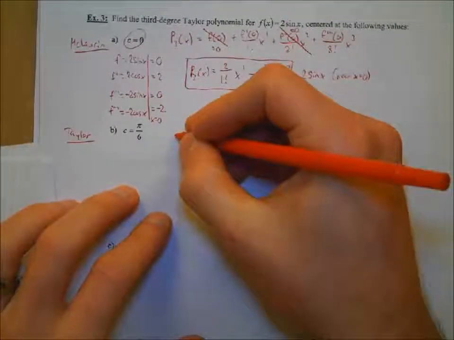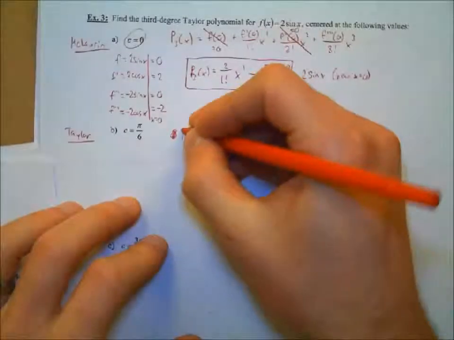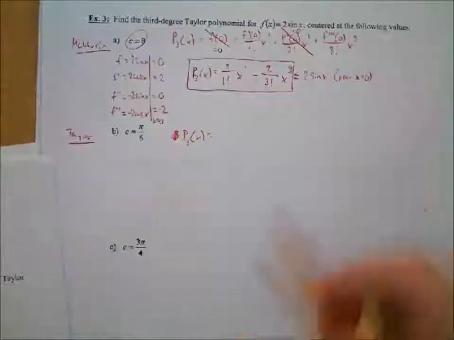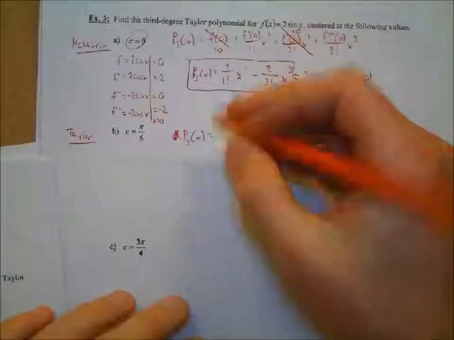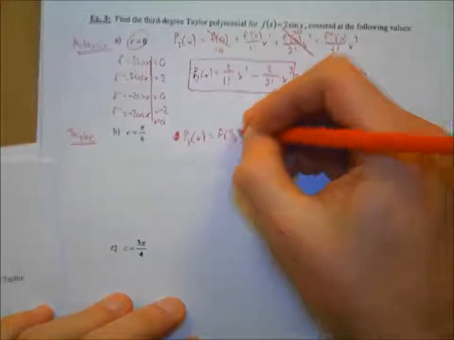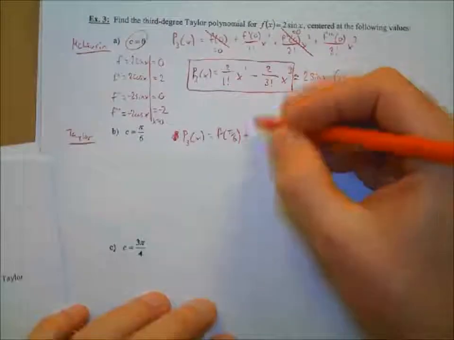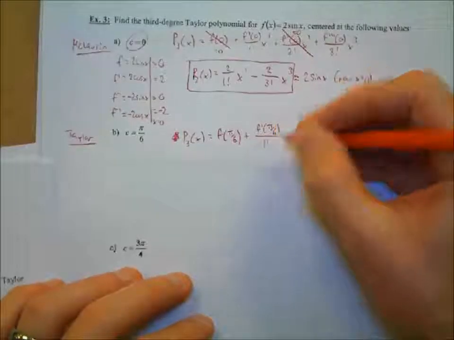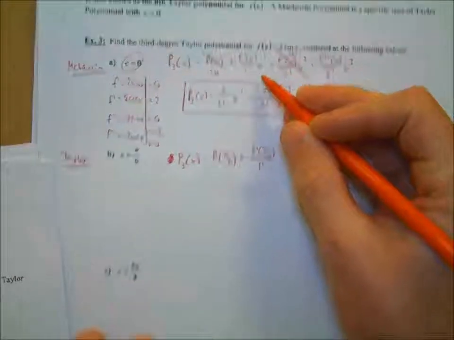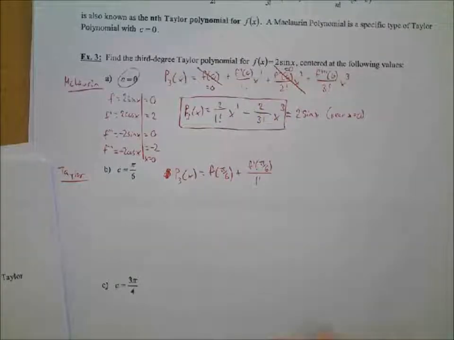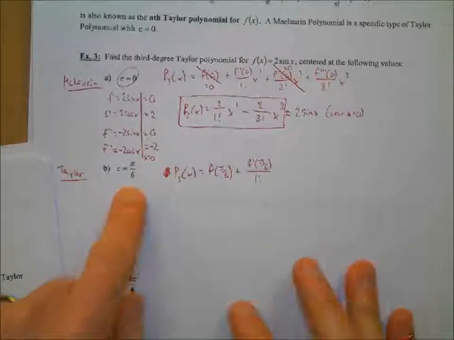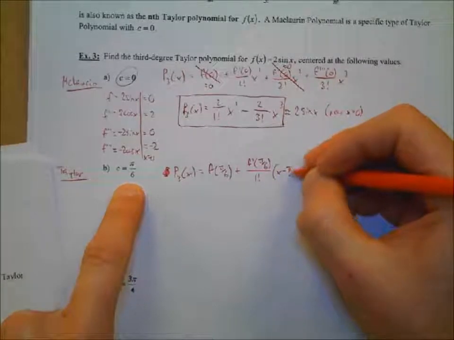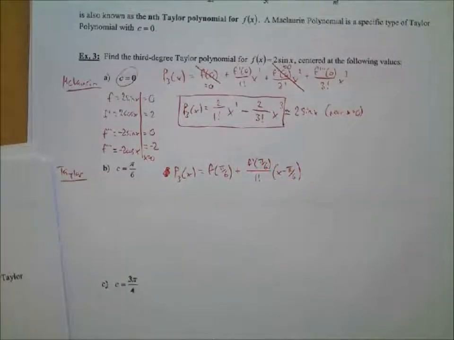So while Maclaurin, and I'm going to use the P sub 3 again, asks us to do f of 0, we're now going to do f of pi over 6. And also where we had f prime of 0, we're going to do f prime of pi over 6 over 1 factorial. But then our x, we're shifting everything to the right, pi over 6. So we need to have x minus that pi over 6 to get the transformation. We're shifting things over to have a new center.